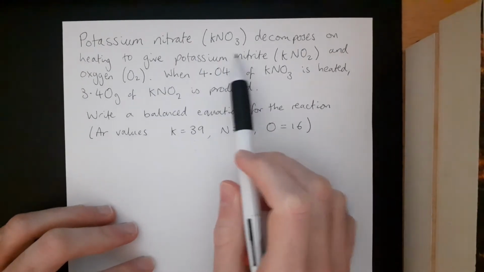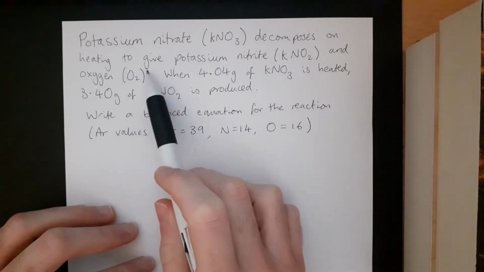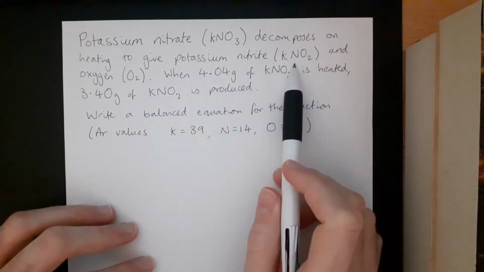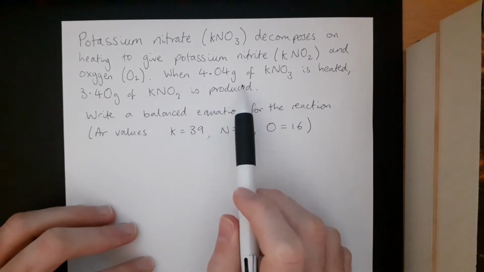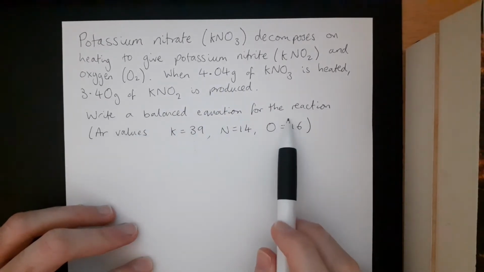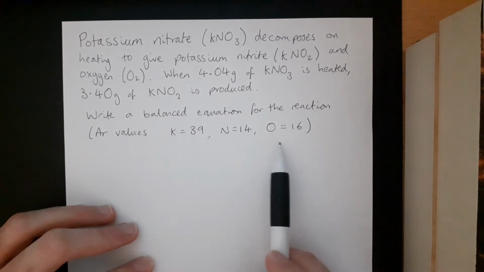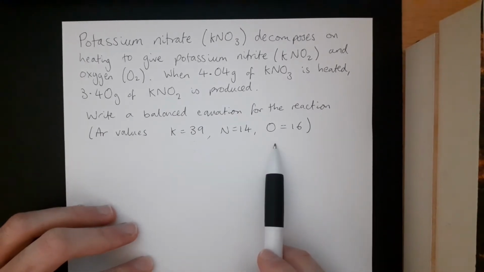So we've got an example question here. It says we've got potassium nitrate. It decomposes on heating to give potassium nitrite and oxygen. They've given us the masses of some of these chemicals and they want us to write a balanced equation. And they've given us the relative atomic masses as well.